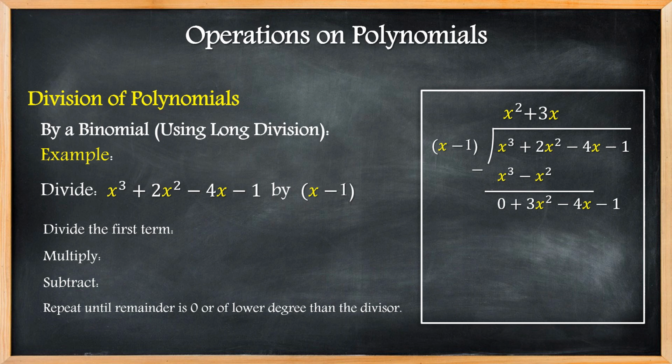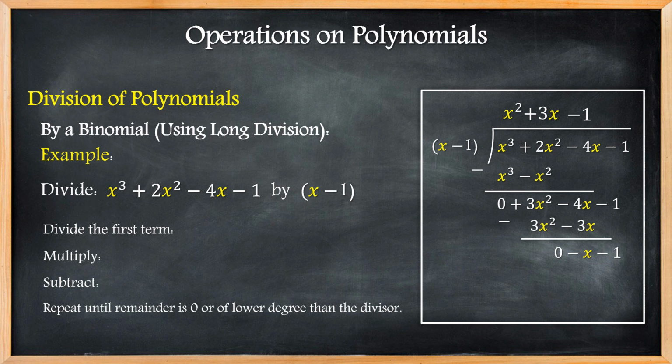Multiply 3x by x minus 1 to get 3x squared minus 3x. Subtract 3x squared minus 3x from 3x squared minus 4x minus 1. This leaves us with negative x minus 1. Divide negative x by x to get negative 1. This negative 1 is the next term in our quotient.